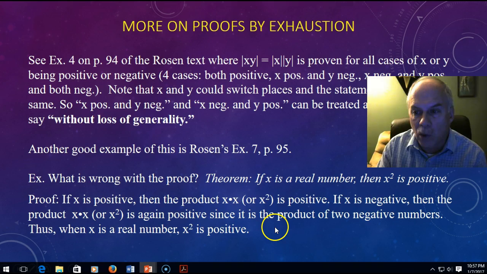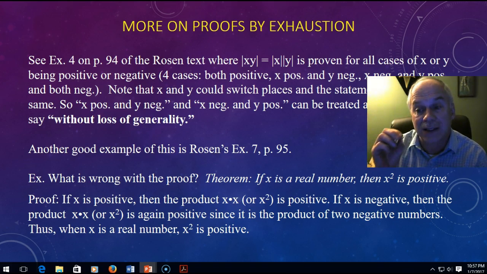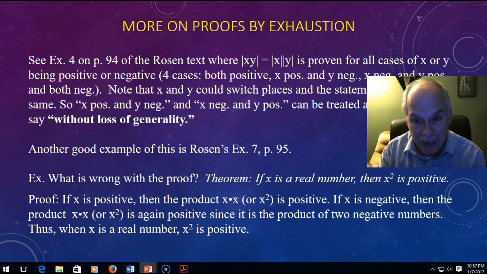So there's a hole in this proof. Can anyone tell what it is? Well, if you've guessed that we didn't handle the case where x is 0, that's correct. We are missing the case of x being 0. You must try all the possibilities for your variable.